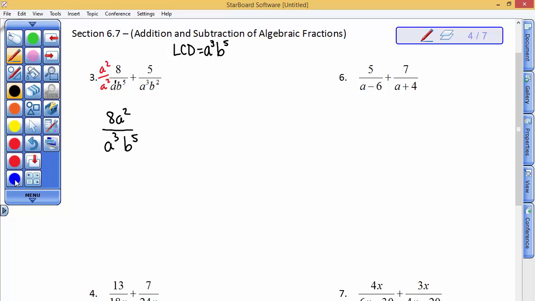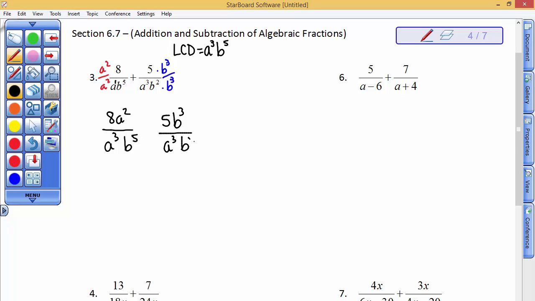This one's got a cubed, but it doesn't have b to the fifth, so it needs a b to the third because you add these exponents. So top and bottom gets multiplied by b to the third, so the numerator becomes 5b cubed over a cubed b to the fifth.